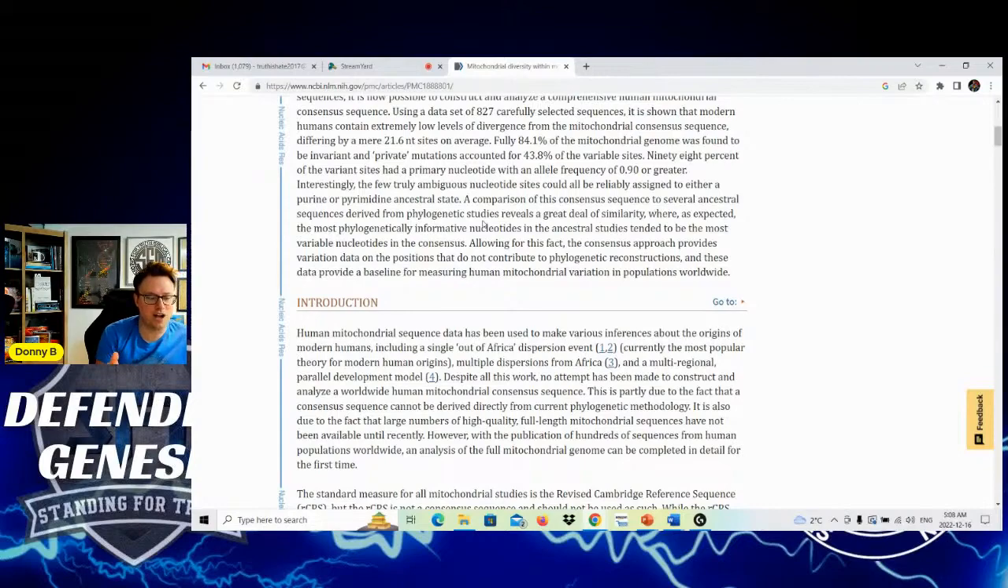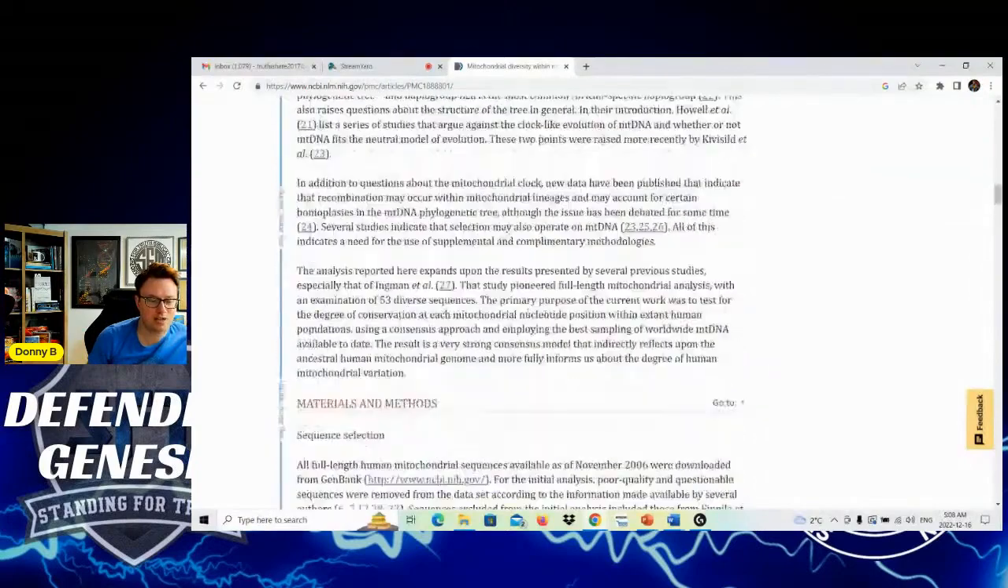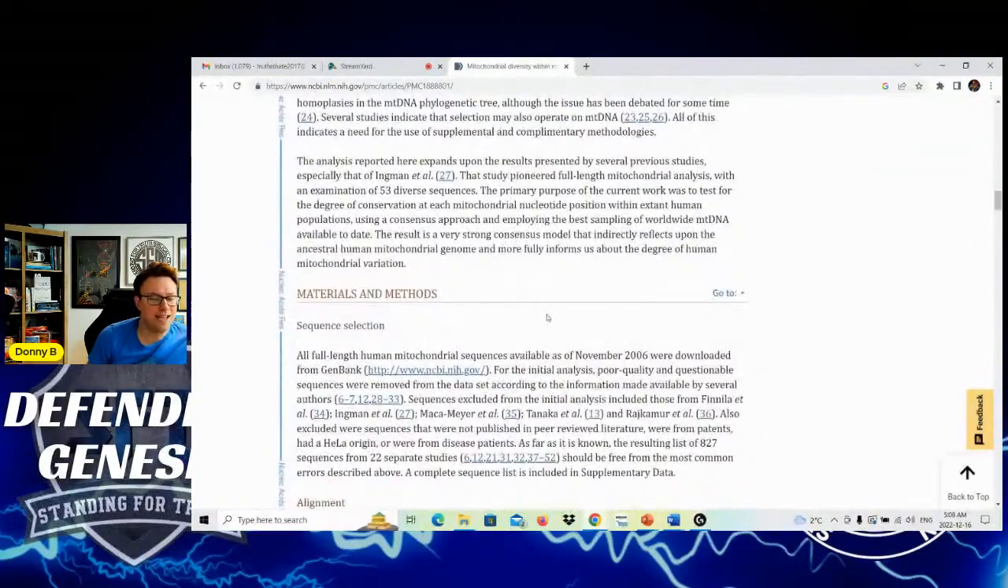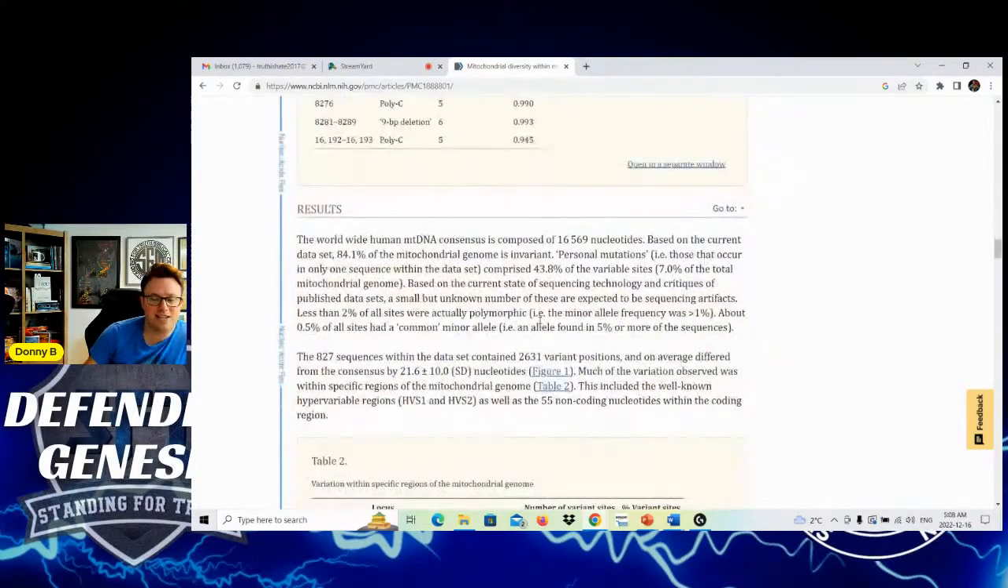What was discovered was roughly only 21 mitochondrial DNA mutations per person. What this means, guys, is that we have about 21 mutations each that are separating us from Eve, because we have about 21 mutations that are different from the Eve consensus sequence. So out of 16,569 letters, the consensus differs by about 21.6. So very low variation, guys.